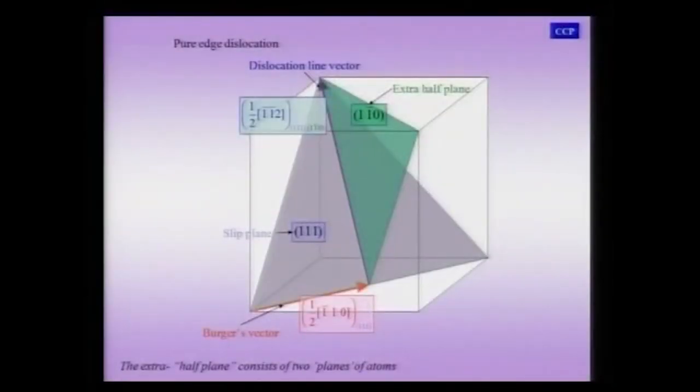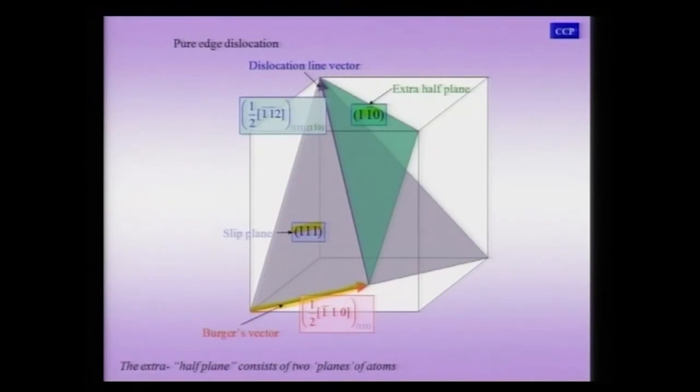So, let us consider the configuration of these partials in the case of a cubic close pack crystal. As you can see, the Burgers vector is the red vector shown in this figure, and typically it is one of the members of the 1/2 <110> family. Now, the extra half plane you can see in this figure is a {110} extra half plane, and the slip system is {111}.